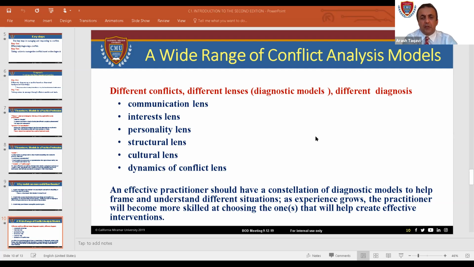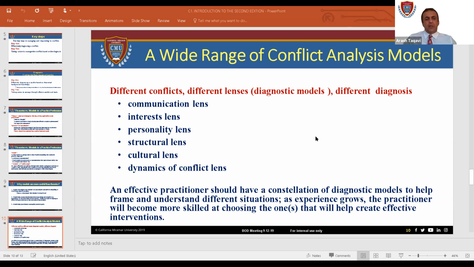An effective practitioner should have a constellation of diagnostic models to help frame and understand. Frame is for analyzing, understand is for analyzing different situations. As experience grows, the practitioner will become more skilled at choosing the one or ones that will create an effective intervention. It is something like other skills, practice and progress.